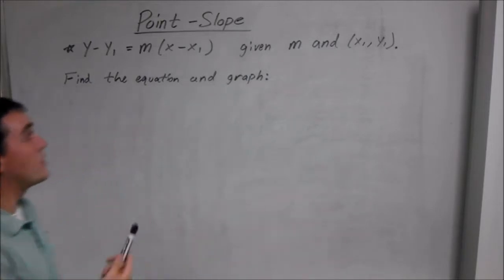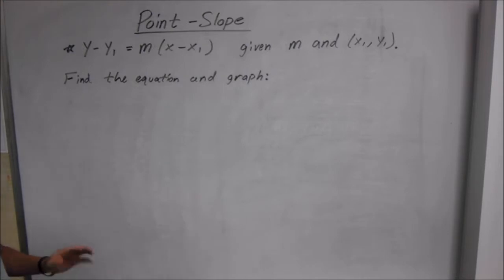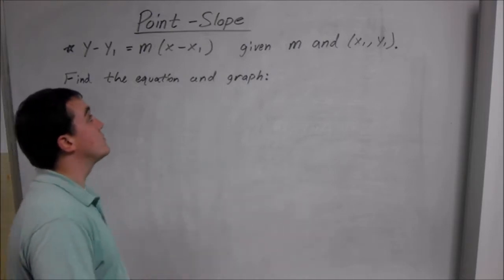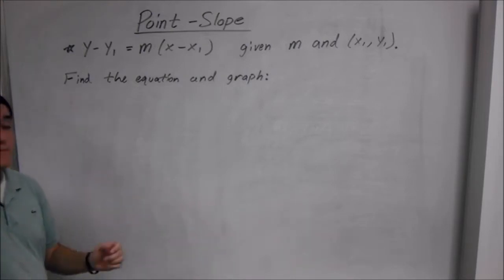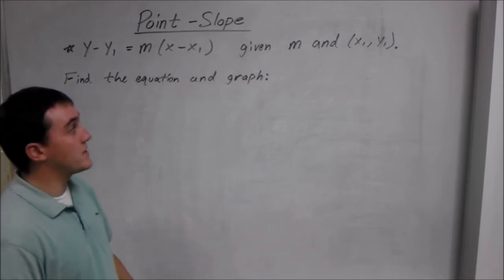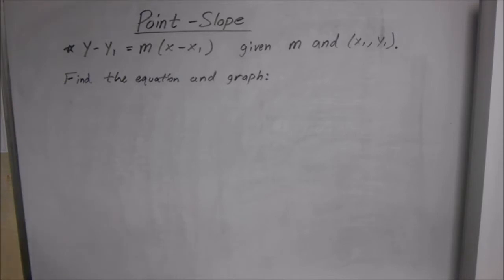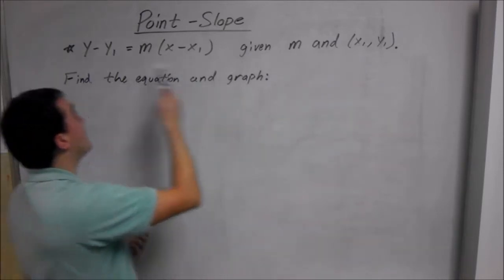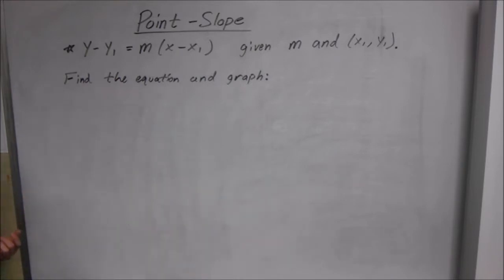Hello. Today we're talking about point slope form and different problems that might use point slope form. Alright, so first of all, point slope form is y minus y1 equals m times x minus x1. And whenever you're using this, you're given a slope and a point. That's why it's called point slope form.